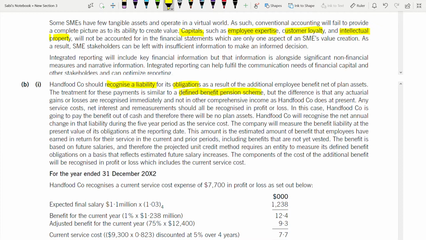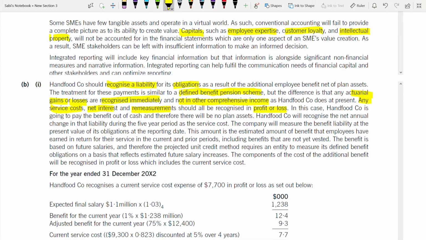The payment is similar to that, but the difference is that any actuarial gains or losses are recognized immediately and not in other comprehensive income, as Handfoot does at present. Where does Handfoot record it at present? Other comprehensive income, but no. Any service cost, net interest and remeasurement should all be recognized in where? This you have to write. Before you do the calculation, you have to write where each will be recognized. Service cost, net interest, remeasurements, recognized in P&L.